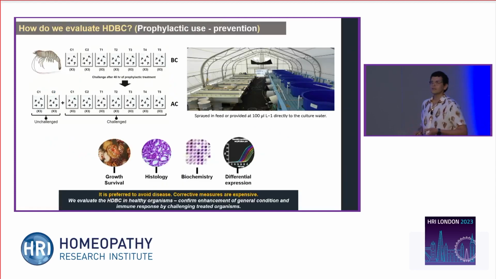The way we evaluate these homeopathic medicines is mainly by prophylactic use. We want to prevent the disease because corrective measures are more expensive, so we want a less expensive management of this aquaculture activity. When we evaluate the prophylactic use, we also prove if they are working: we challenge the organisms with pathogenic bacteria, which are mostly vibrios, and then we see the response. We are interested in measuring growth, survival, productive parameters, and histology, how the tissues change their arrangement or what kind of cells are proliferated by the action of these homeopathic medicines. We also evaluate biochemistry and differential gene expression.